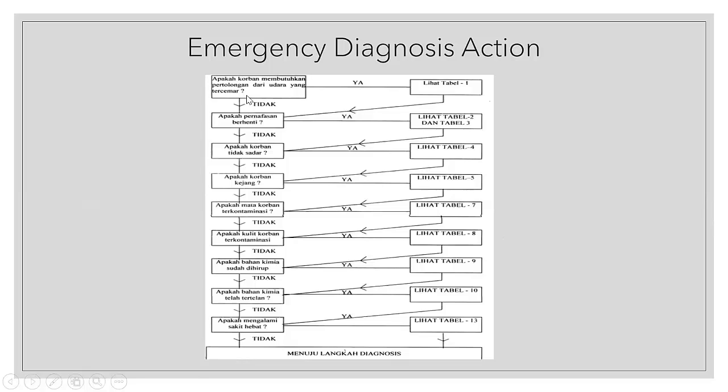they don't need assistance for air pollution, check whether the respiration is stopped, whether there is any problem with respiration or breathing. If there is any breathing problem, you can refer to table 2 or table 3. But if there is no problem with breathing or respiration, check whether the victim is unconscious or conscious. If the victim is conscious, go to table 4.